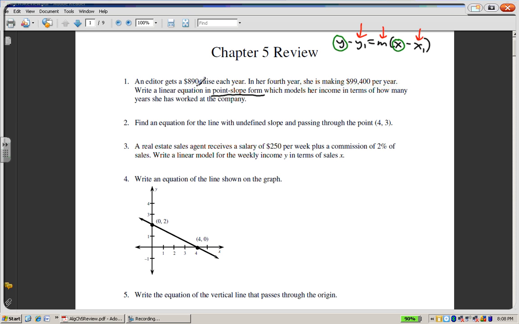Now, she gets an $890 raise each year. That's your slope. That's change over time. That's how her salary is adapting each year. Now, in her fourth year, she makes $99,400. That's an ordered pair. So we have this ordered pair for $99,400, and we have the slope. So we're just going to simply plug it in. y minus y1 equals m times x minus x1. And it says write a linear equation in point-slope form, and that will be it.